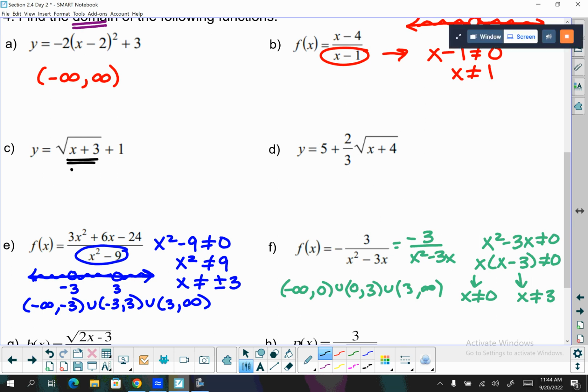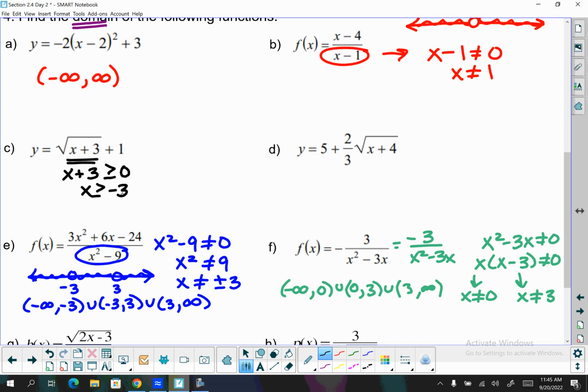Okay, so here's how we solve for it. X plus 3 must be greater than or equal to 0. The stuff under the square root must be positive or equal to 0. How do I solve for x? How about I just move the 3 to the other side?